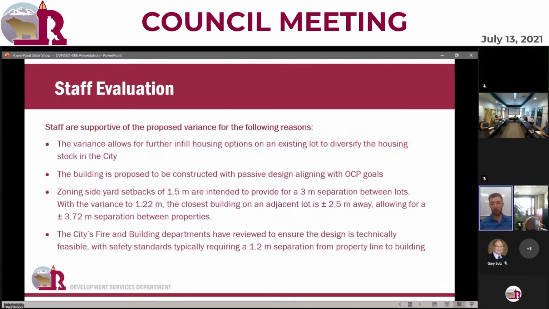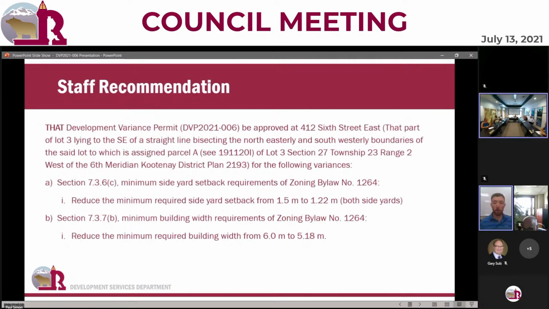And in addition, the city's fire and building departments have reviewed to ensure that the design is technically feasible with safety standards that typically require a 1.2 meter separation from property line to building. There are specifics within the building code when you do start to get to that 1.2 meter separation from the property line for a dwelling, and these would be confirmed and evaluated by the building official prior to issuing any future building permit to ensure alignment with the BC building code. Therefore, staff are recommending approval of this variance, and the recommended staff resolution is on the screen. Thank you. This concludes my presentation.